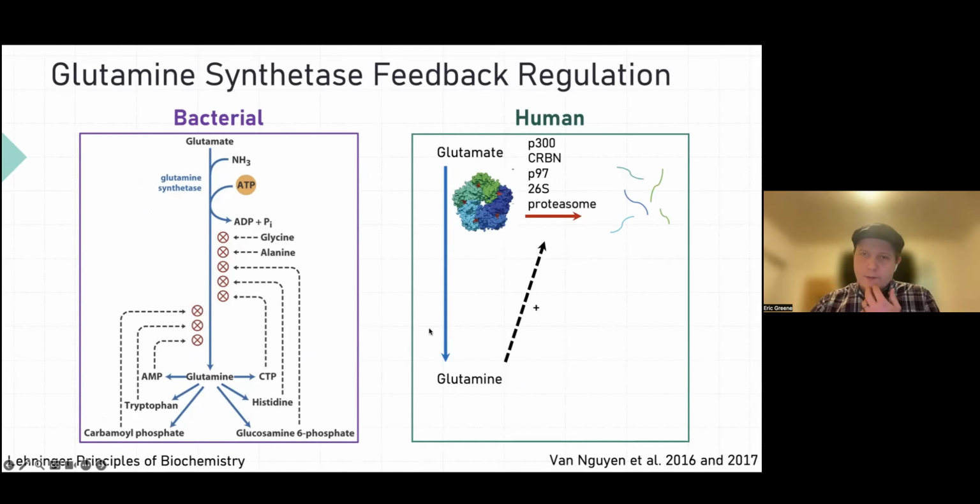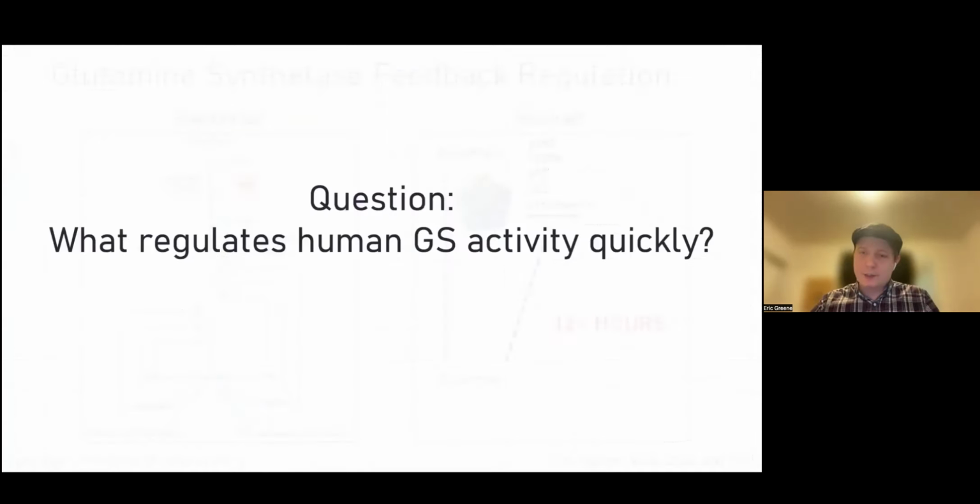By contrast, the literature for human GS is a little sparse. We know that as glutamine forms in the cell, this will actually trigger a degradative process that will install acetylation marks as well as ubiquitin marks to degrade GS in the cell. Where feedback inhibition and post-translational modifications are very fast, this whole degradation process is very slow. This is a multiple hours to 12-plus hours phenomenon. And so one of our questions that we wanted to answer is what regulates human GS activity quickly, on a fast time scale that is needed for the cell to actually adapt to changing nutrient conditions.